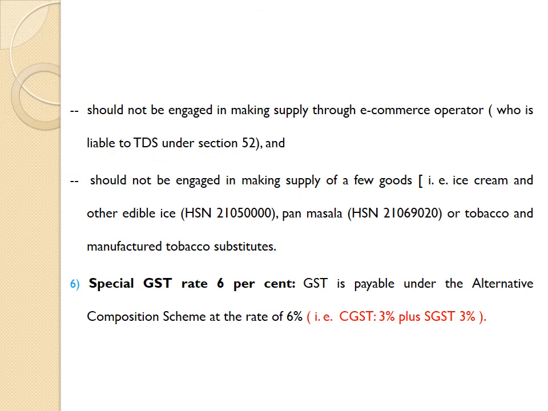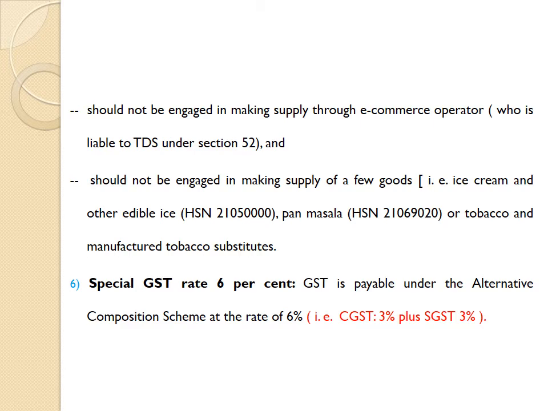Should not be engaged in making supply through an e-commerce operator who is liable to TDS under section 52, and should not be engaged in making supply of a few goods, that is ice cream and other edible ice having HSN, pan masala or tobacco and manufactured tobacco substitutes.